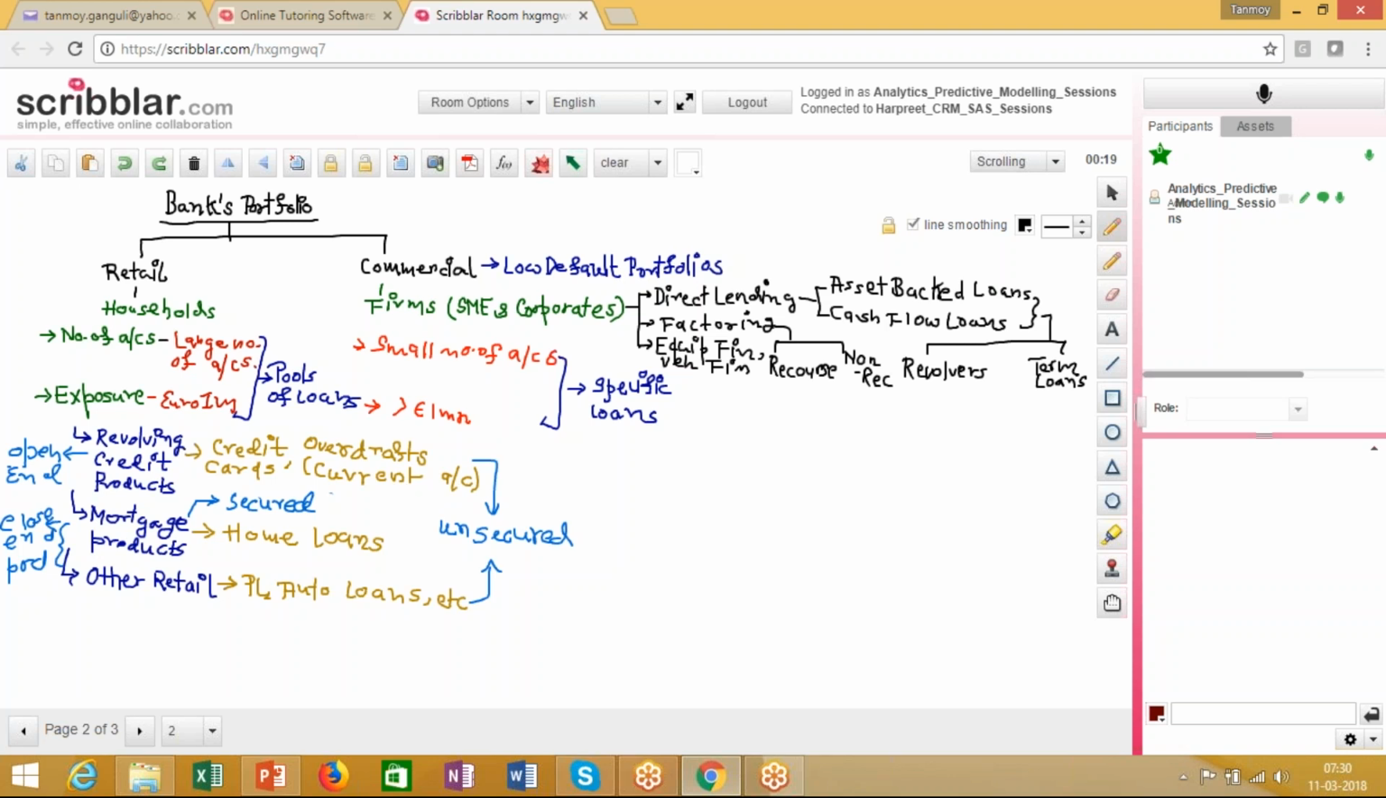So we will take up each of these products and we'll discuss. And when we do that, we'll talk about each of these lending methods, both for retail as well as for commercial portfolios. So just wait, I'll discuss each and every one of the topics of these products. Let me start off with retail, because retail is something which we can identify with very easily. So one of the things that we have over here is the revolving credit product. So let's start off with revolving products first.